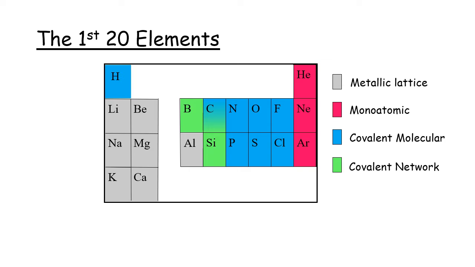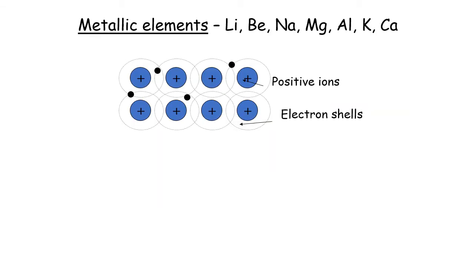You should hopefully notice that carbon is coloured in both green and blue. That is because it exists in multiple forms, some of which are covalent molecules, some of which are covalent networks, and you do need to know the differences.